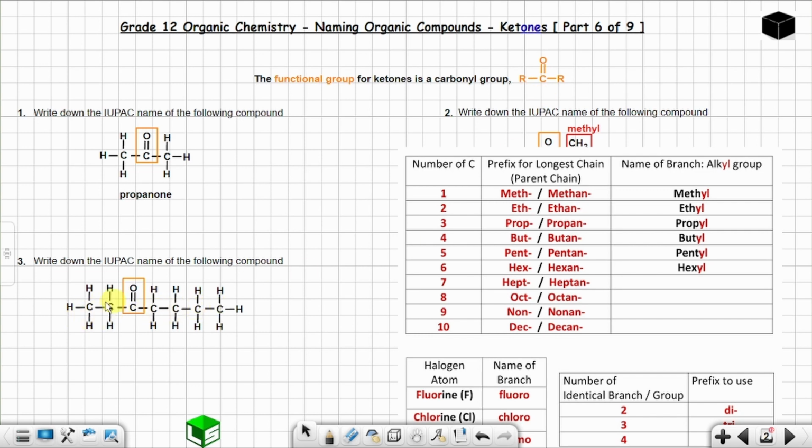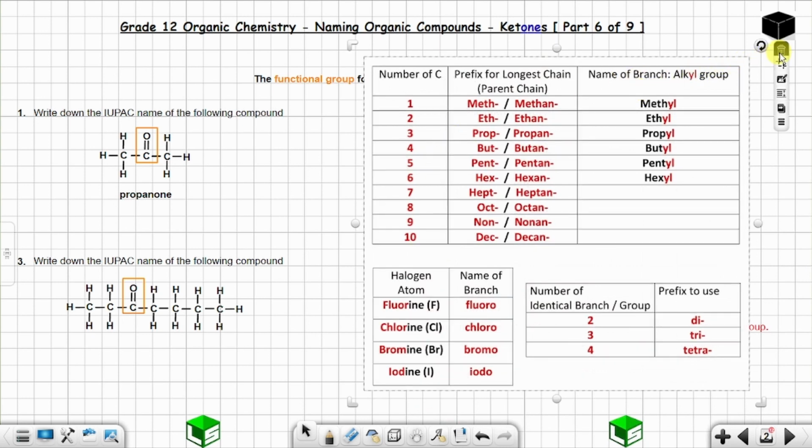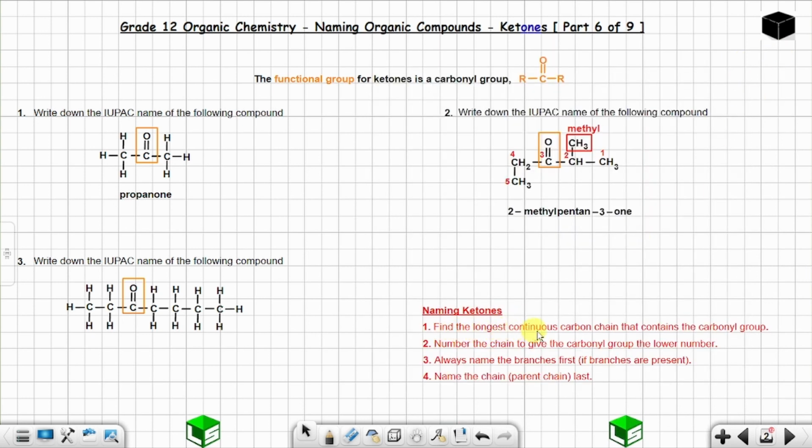We are going to name this ketone. You can see you don't have any branch. No branches are present. Okay, so as always, find the longest continuous carbon chain that contains the carbonyl group. You don't have any branch, so the longest continuous carbon chain that contains the carbonyl group will be 1, 2, 3, 4, 5, 6, 7. Okay, you have 7 carbon atoms, and number the chain to give the carbonyl group the lower number.